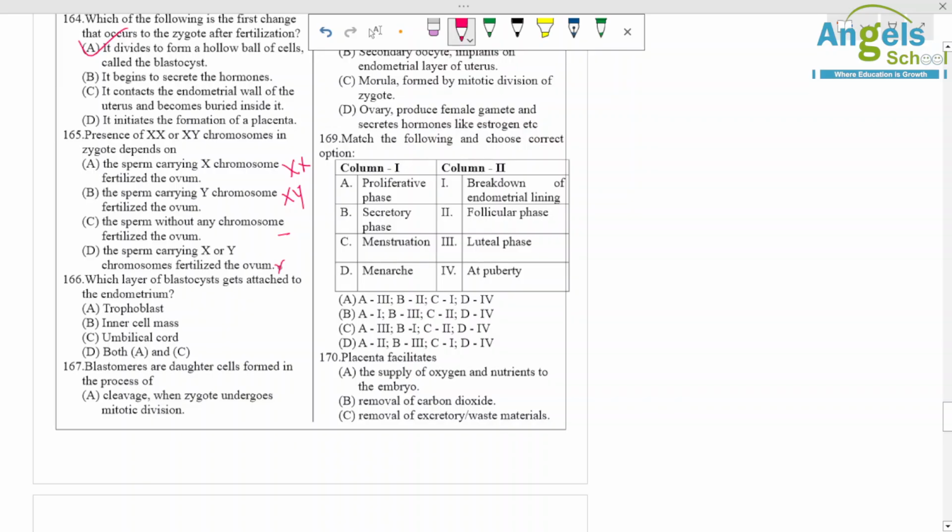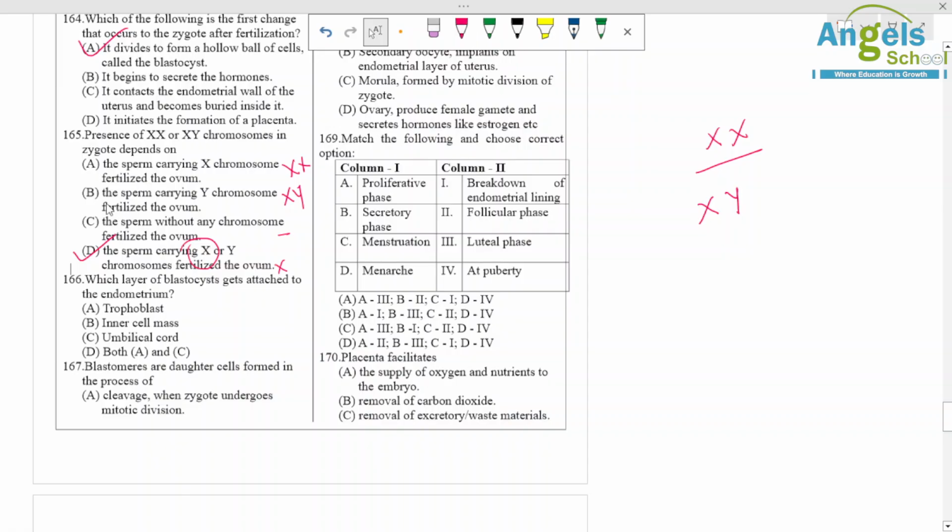ओके, ओवम के पास तो एक्स ही है. इफ स्पर्म सेल्स हैज एक्स एंड ओवम के पास भी एक्स है तो एक्स एक्स फॉर्म होगा, दैट इज फीमेल. इफ ओवम के पास तो एक्स है और अगर स्पर्म के पास में वाई है तो जो zygote बनेगा दैट इज एक्स वाई. सो ऑप्शन डी इज करेक्ट ऑप्शन इन 165.